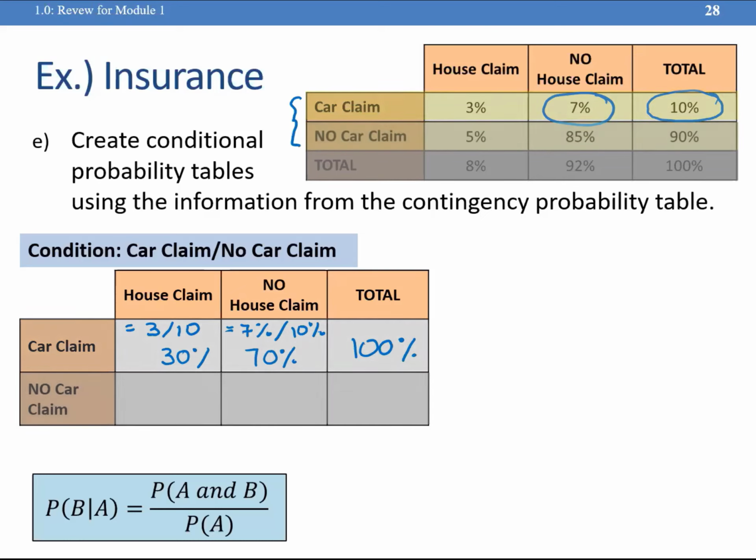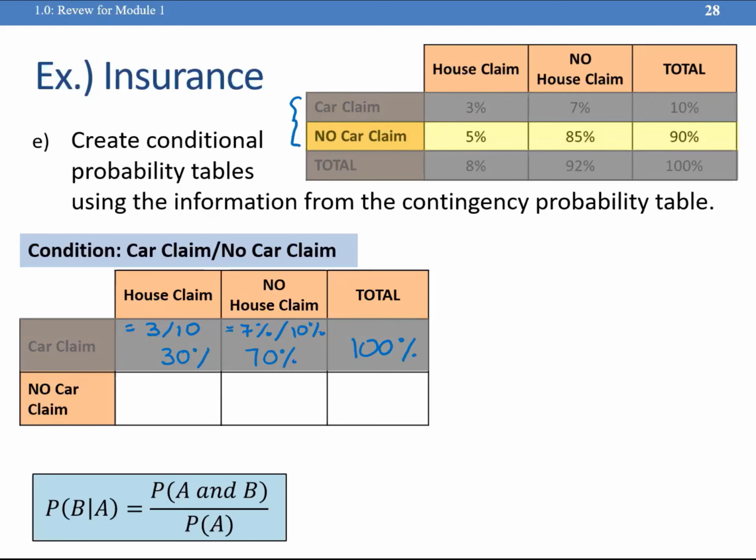And then we're going to do the same thing with no car claim. Ignore everything else, both tables. What you have is your 5 divided by your new total of 90, and your 85 divided by your new total of 90. You should get 100. So that's with the condition of car claim or no car claim.